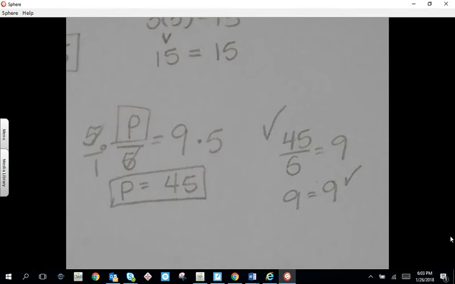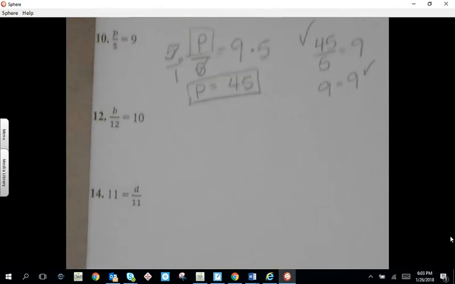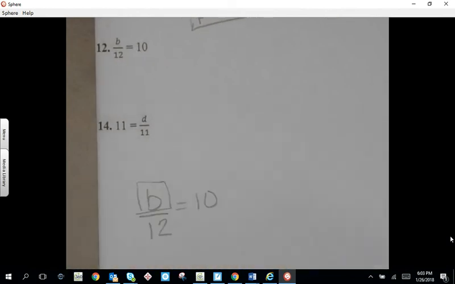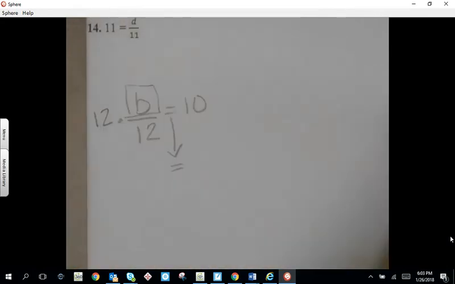So I know that my answer is right. Okay, these next 2, I'm going to rewrite them down at the bottom. My spacing, I feel like, was off for my paper. So you had B over 12 equals 10. Okay, here's my variable. Here's my line. I see this is division, so I'm going to multiply by whatever my denominator is. And I have to do it on both sides.